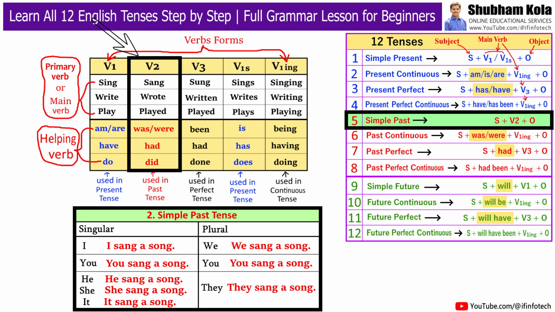Now next form is V2. V2 is the past form of verb. The past of sing is sang. So I sang a song. We use V2 to show something that happened in the past.